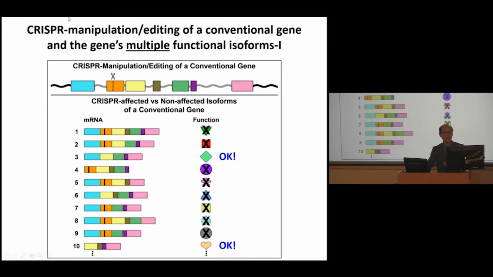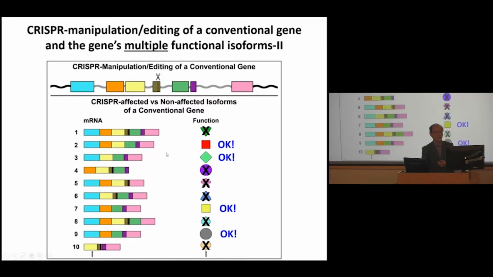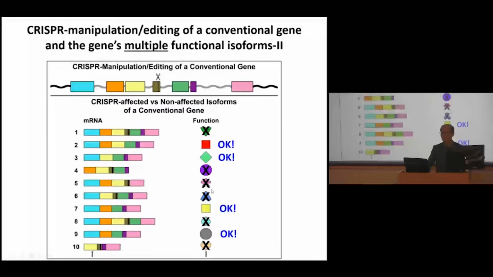But if you did editing or manipulation on another exon, then we expect that there are more intact isoforms which are not affected by the manipulation. So when the CRISPR manipulation or editing is chosen for the study, they need to look very carefully at which exon should be edited, because depending on which exon you are editing, you may expect many other isoforms to be intact without any effect from the editing.